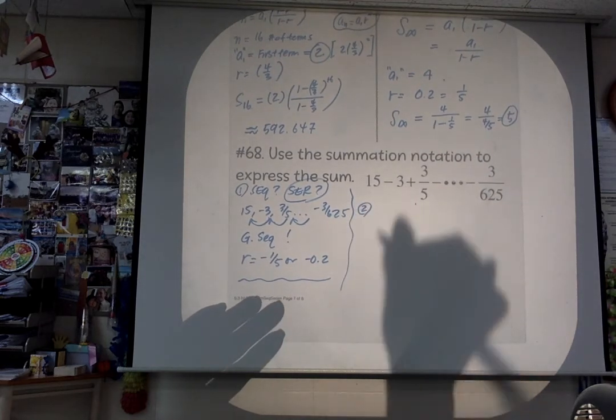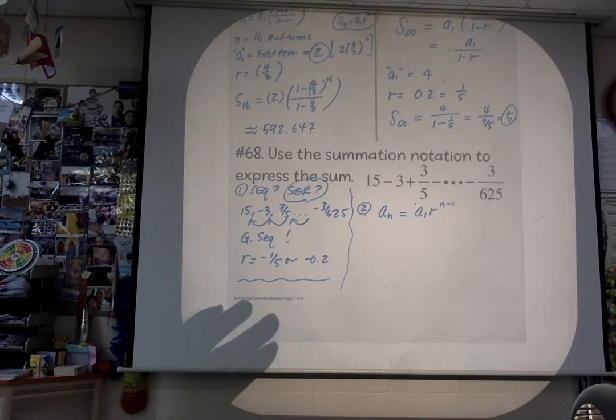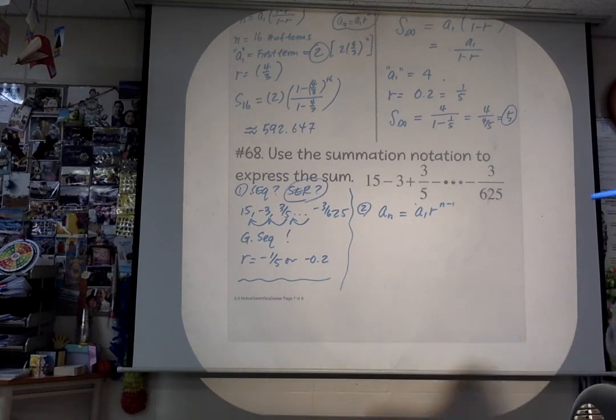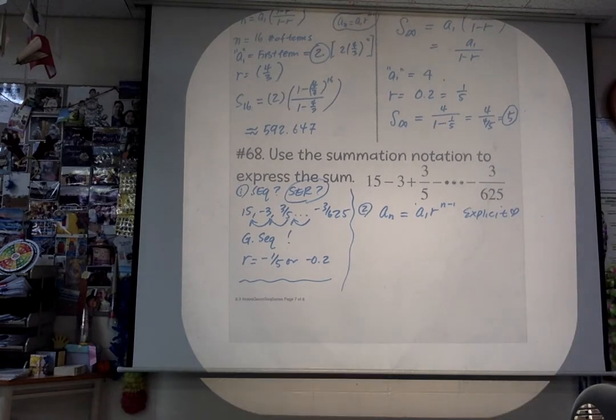Second step, you have to calculate a sub n, right? So what's the geometric sequence formula? And this is, again, an explicit formula, okay? Do we know everything yet, guys?